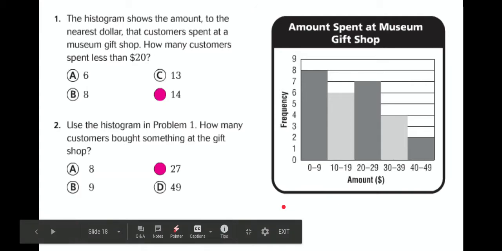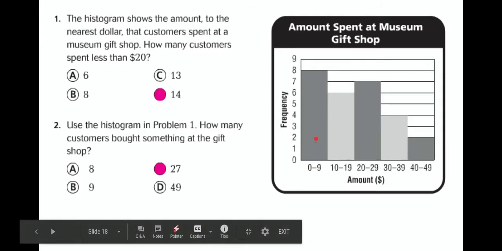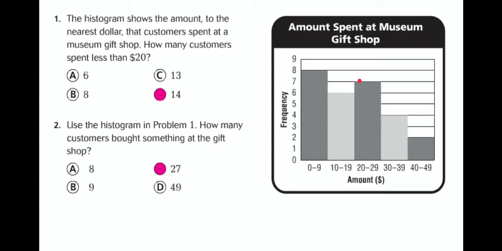How many customers bought something at the gift shop? Once again, here is that question. How many total people are represented? Add each one of the bars. So you have 8 plus 6 plus 7 plus 4 plus 2, and that gives you 27. All right. So that is that.